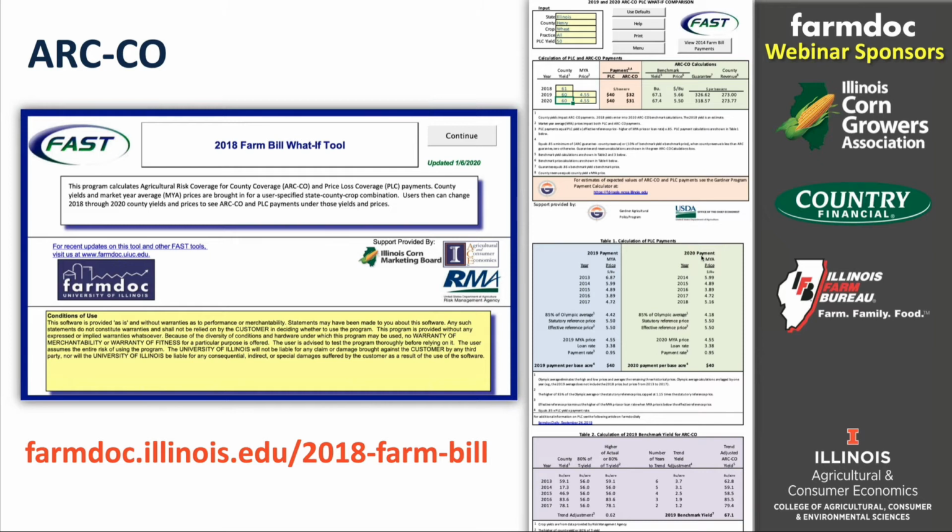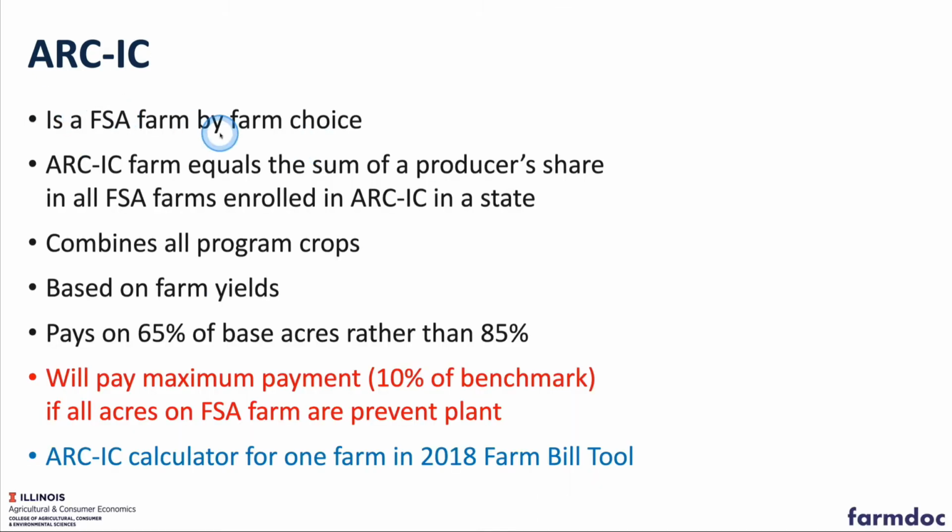Yep. All right, so now we're going to move on into ARC-IC. We are going to use our 2018 Farm Bill tool just to go through the calculations and show what's going on with ARC-IC. You make this, again, by farm choice. ARC-IC equals the producer's shares in all FSA farms enrolled in ARC-IC. You combine all program crops. It's a farm yield model.